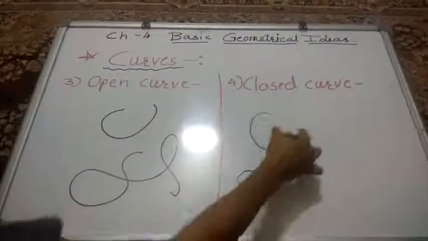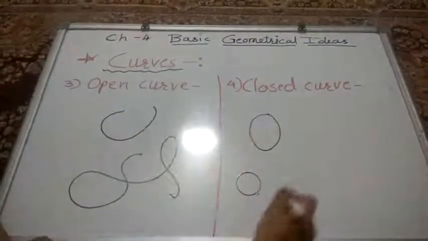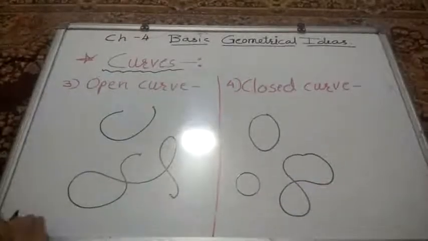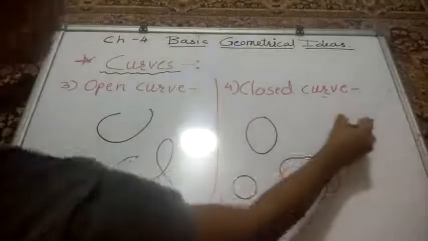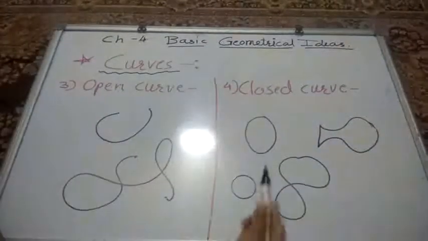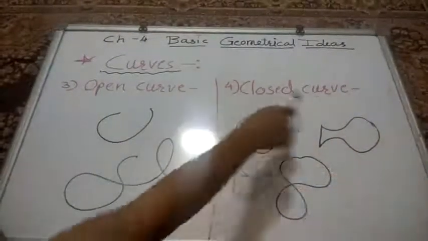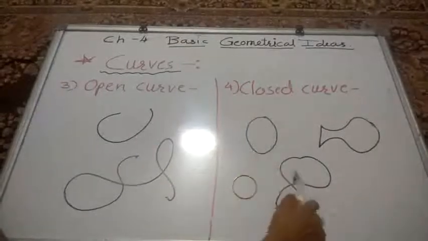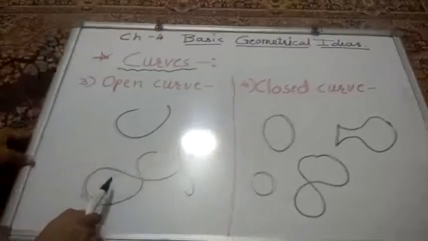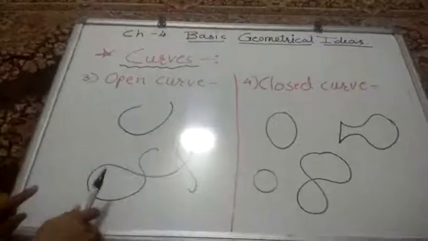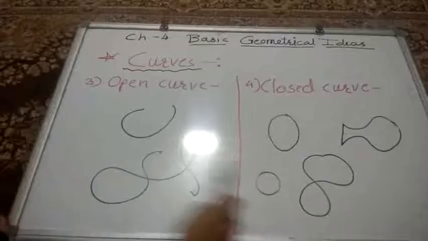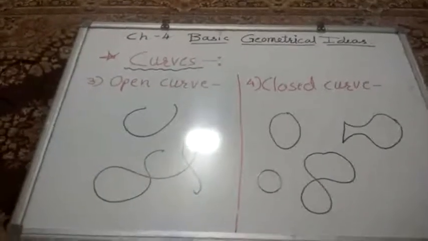For example, this circle. One more example, flower pot. All these are examples of a closed curve because they enclose an area and there is no end point. And these are examples of an open curve because they do not enclose an area and they have two end points. This is the difference between an open curve and a closed curve. Thank you.